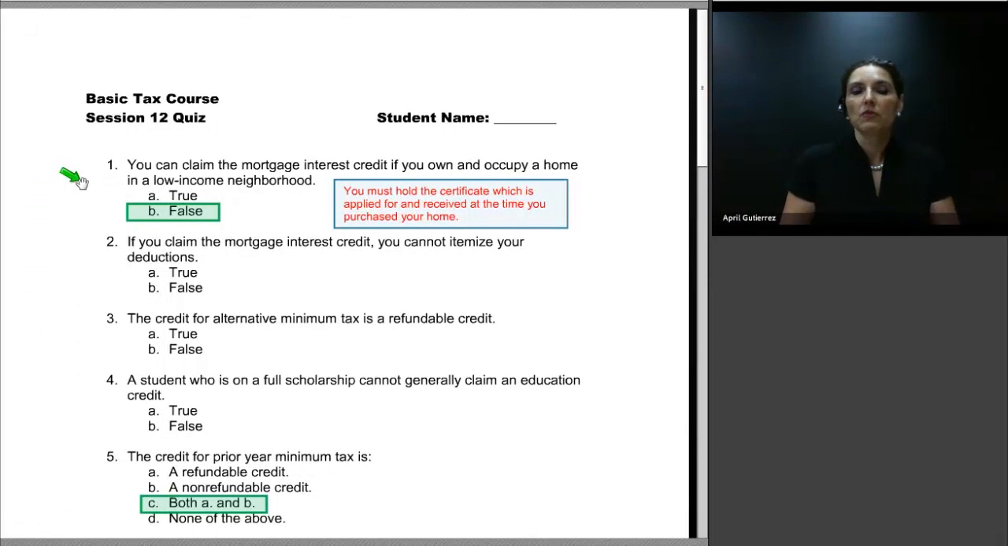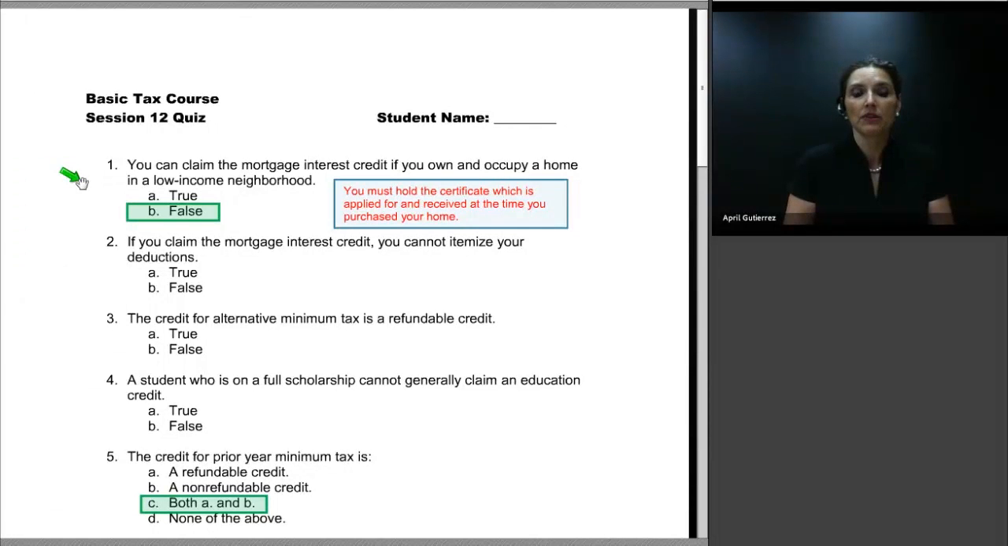And with question number 1, we took a look at the mortgage interest credit. Question number 1 reads, you can claim the mortgage interest credit if you own and occupy a home in a low-income neighborhood. Well, we never said that anywhere. Now, lots of credits really are directed at people who are low income, but the mortgage interest credit certificate has nothing to do with being low income.